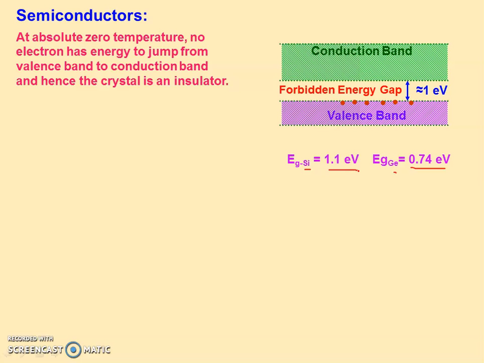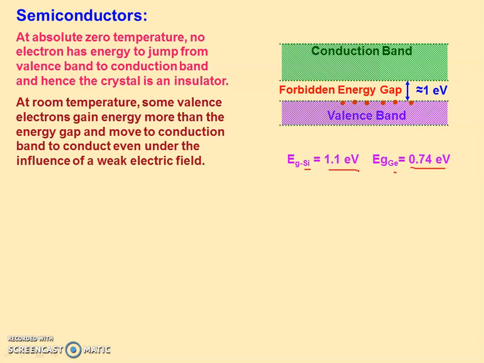But if we keep this semiconductor at room temperature, a few electrons jump into the conduction band and become free. It means due to thermal energy, there is a conduction in the semiconductor, right? So at room temperature, some valence electrons gain energy more than the energy gap and move to the conduction band to conduct even under the influence of a weak electric field, right?